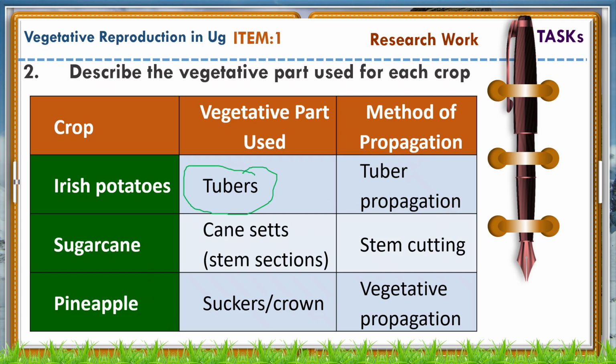Sugarcane, we can use the cane sets. That is still a stem section, and the method of propagation is stem cutting. When it comes to pineapples, we can use the suckers, which grow from the plant. Then we can also use the crown, which comes from the fruit. The method of propagation is vegetative propagation.